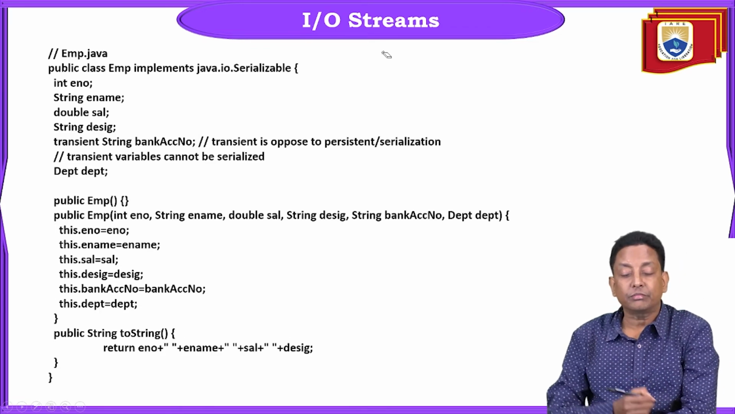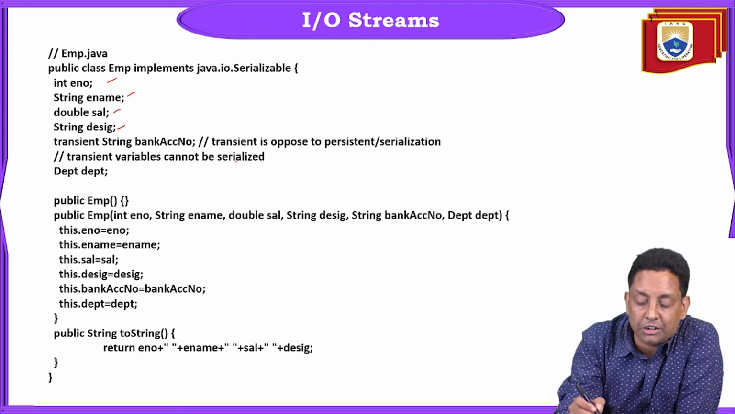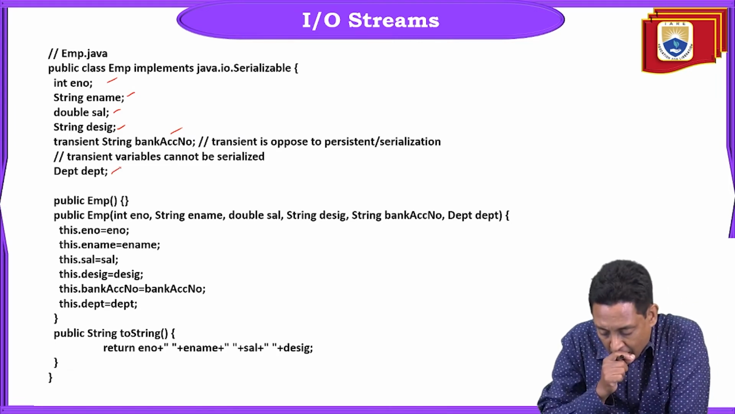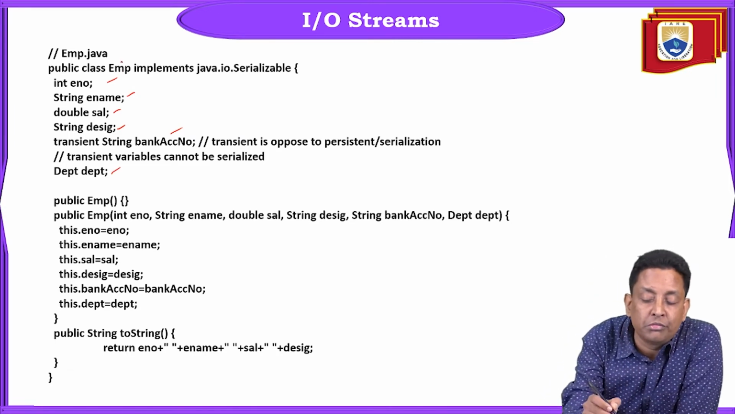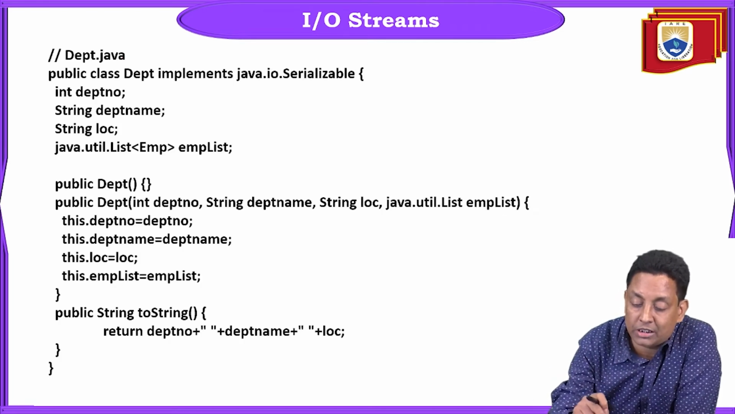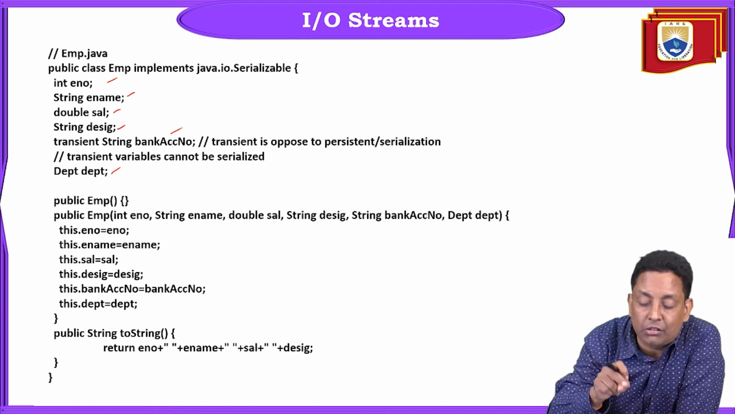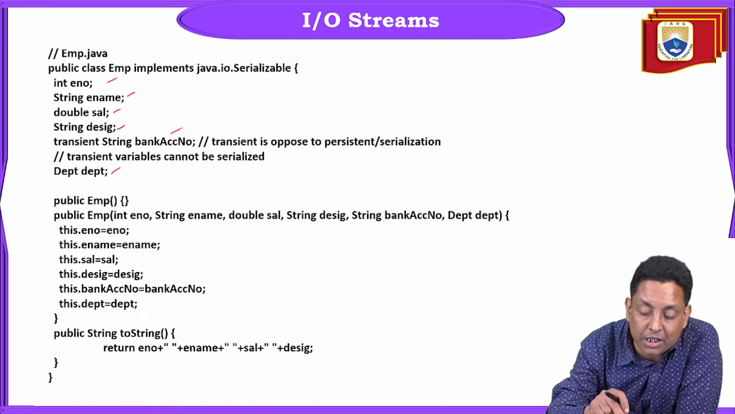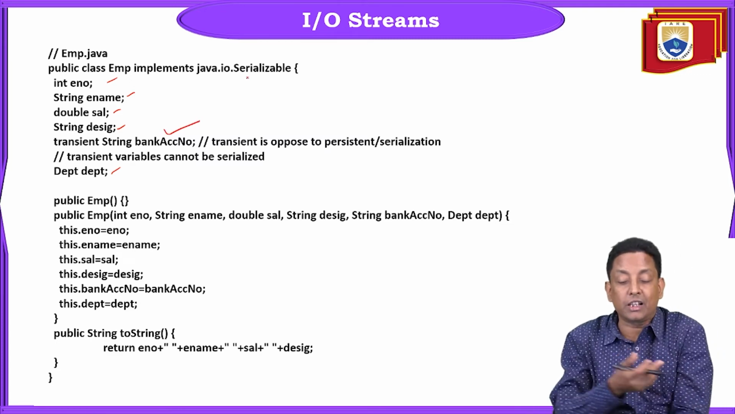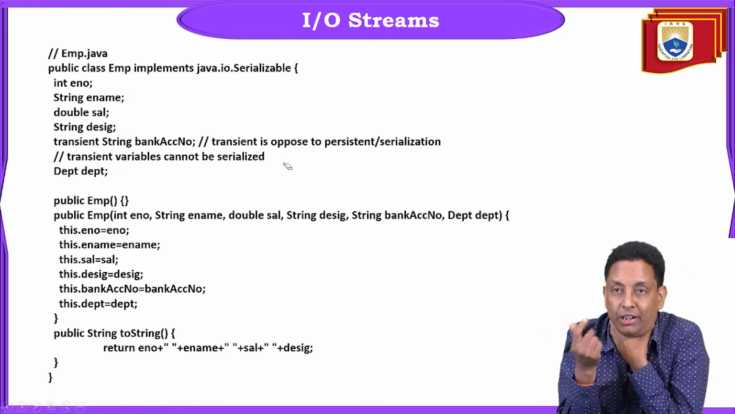Right. Next, the Employee class is also implemented from Serializable. Remember, employee number, employee name, salary, designation, transient String bank account number, Department d. And then whenever you serialize a Department object, with its list of employees, the entire Department object state, department number, department name, location, and the list of Employee objects, including each and every employee's number, name, salary, designation, are all serialized except this bank account number, because we want to maintain the employee account number as confidential data.